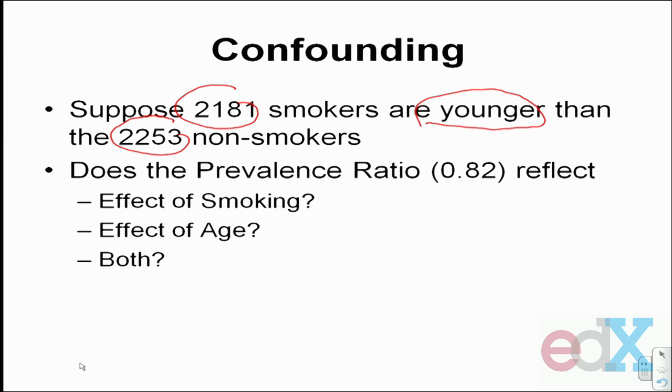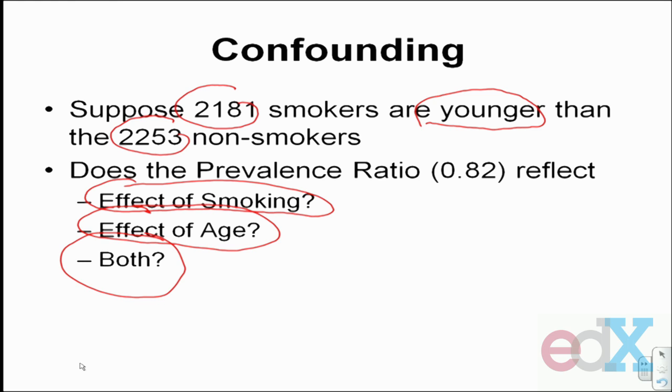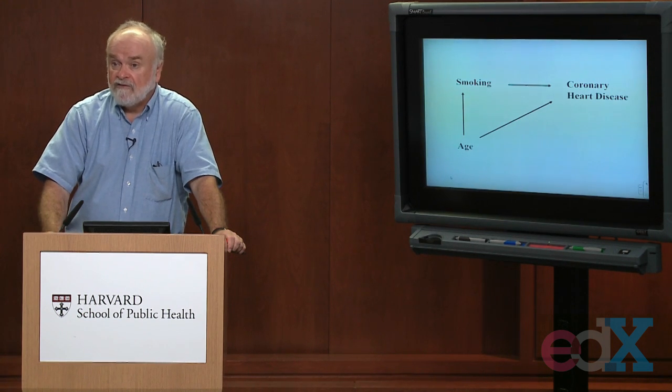Is it reflecting somehow the effect of smoking on prevalent cases of coronary heart disease? Or is it reflecting the effect or the association of age on existing coronary heart disease? Or is it reflecting a little bit of both? That one group has two things going for it that the other group doesn't have. One group might be smoking and they're younger. The other group is non-smoking and they're older. And that's the problem of confounding.